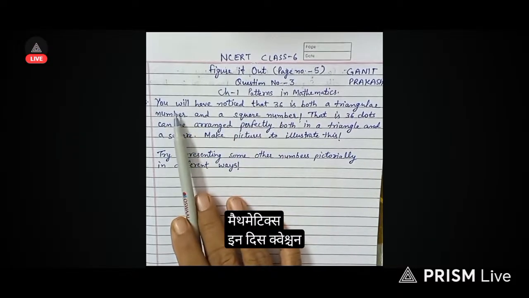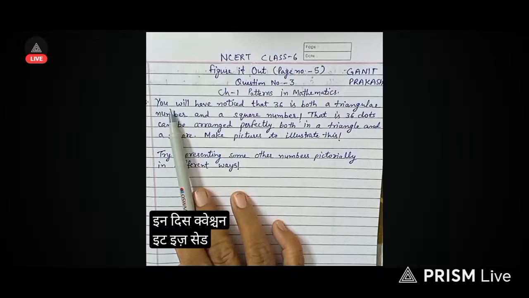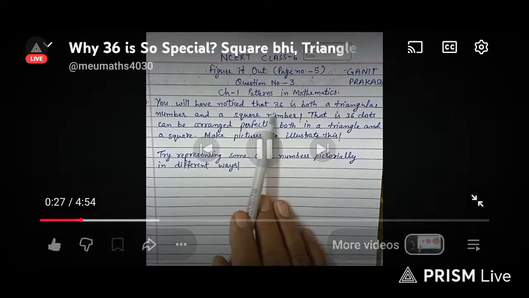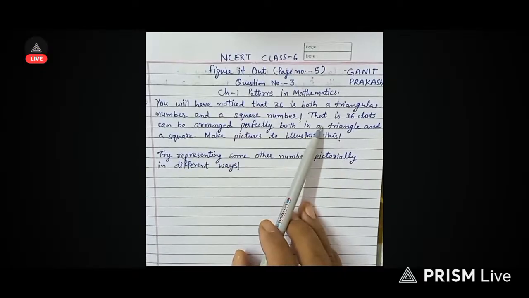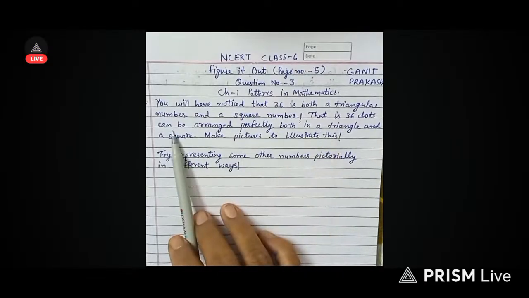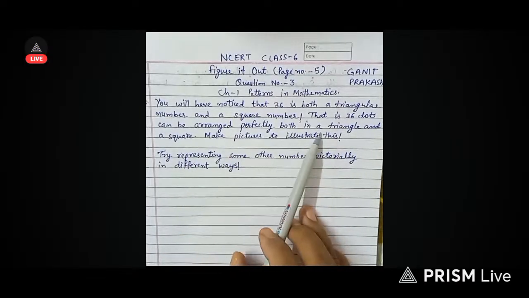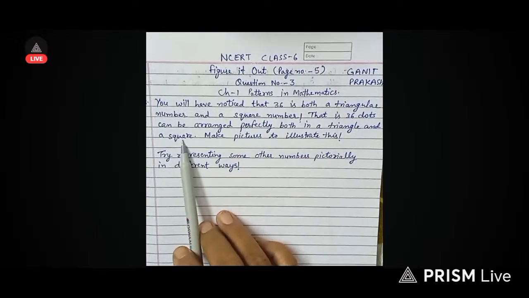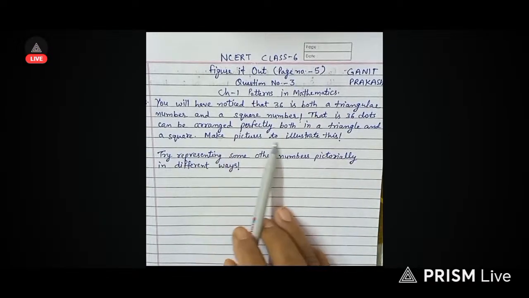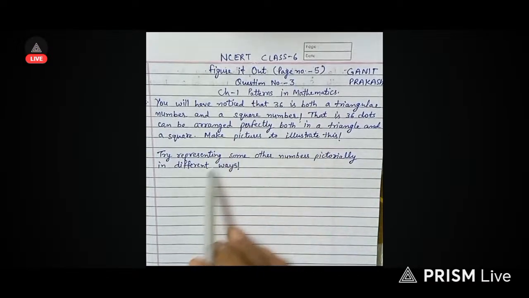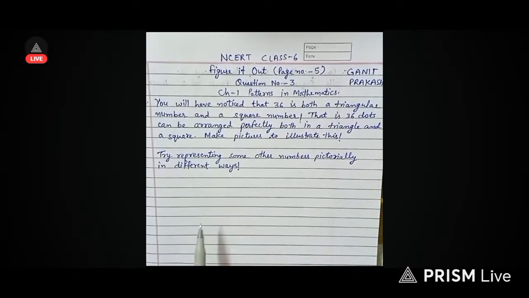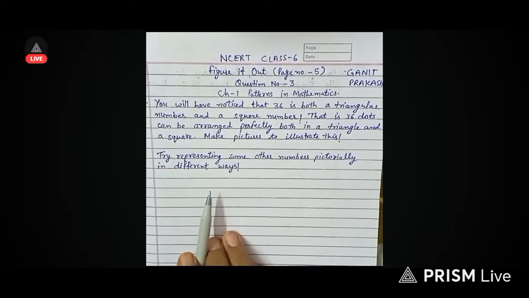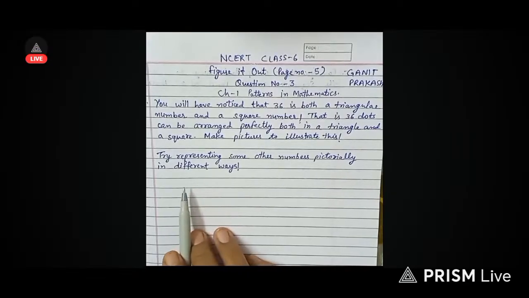In this question, it is said, you will have noticed that 36 is both a triangular number and a square number. That is, 36 dots can be arranged perfectly both in a triangle and a square. Make pictures to illustrate this. Try representing some other numbers pictorially in different ways. So first of all, he is saying that 36 can be represented as a triangle and a square.